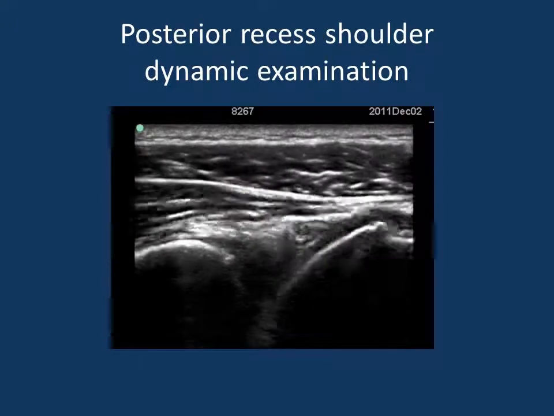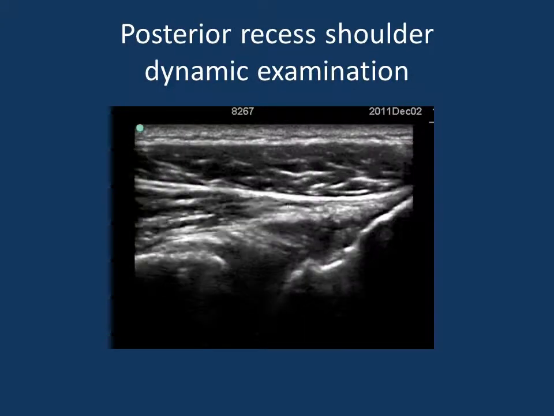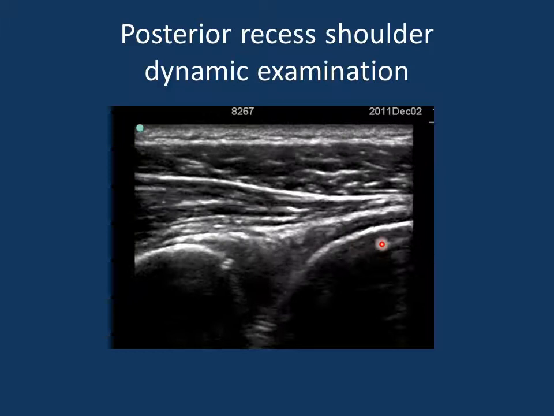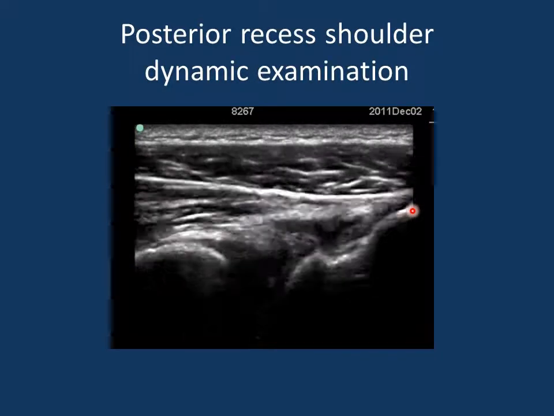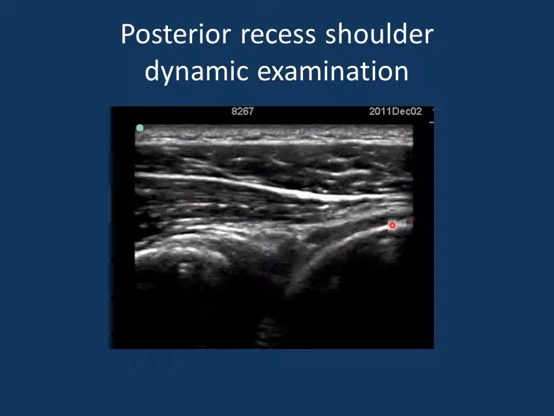Here is an example of a dynamic image of the glenohumeral joint. What you're looking at in this joint is a small amount of fluid which comes up on the external rotation of the joint, which could have been missed on the static scanning of this joint.